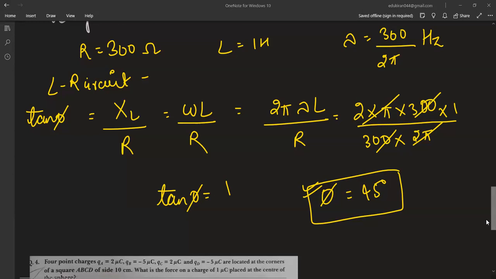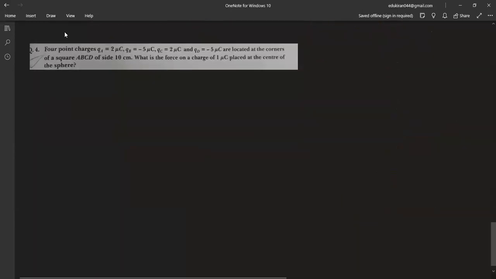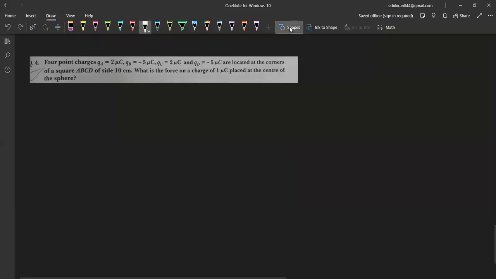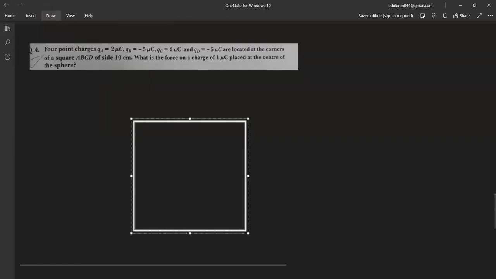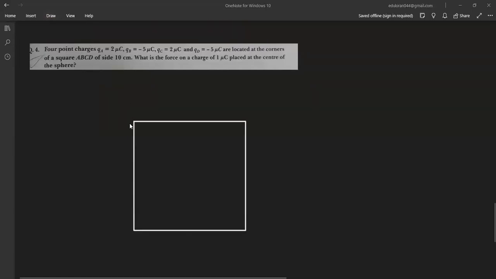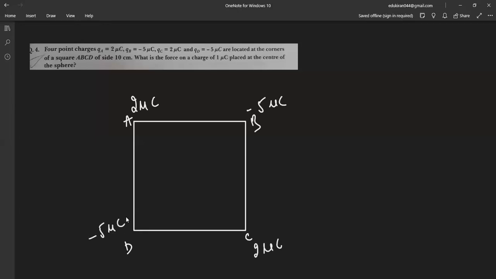Done till here. See, this was one of the questions, Thari, which you had sent. Now see, 4 point charges, A, B, C, D. So this is 2 microcoulomb, this is -5 microcoulomb, this is 2 microcoulomb, and this is -5 microcoulomb.